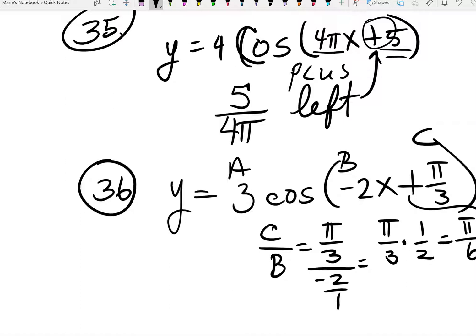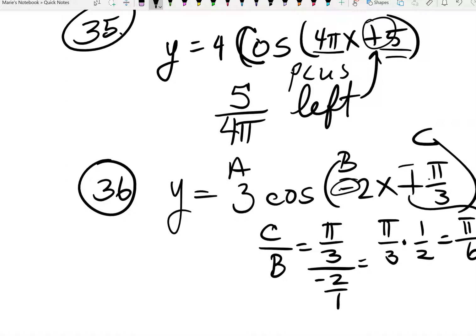No. Because there's a negative here, this is actually going to make it to the right, because you would extract this out and this would become a negative. So actually that one's to the right. Alright. That was scary.